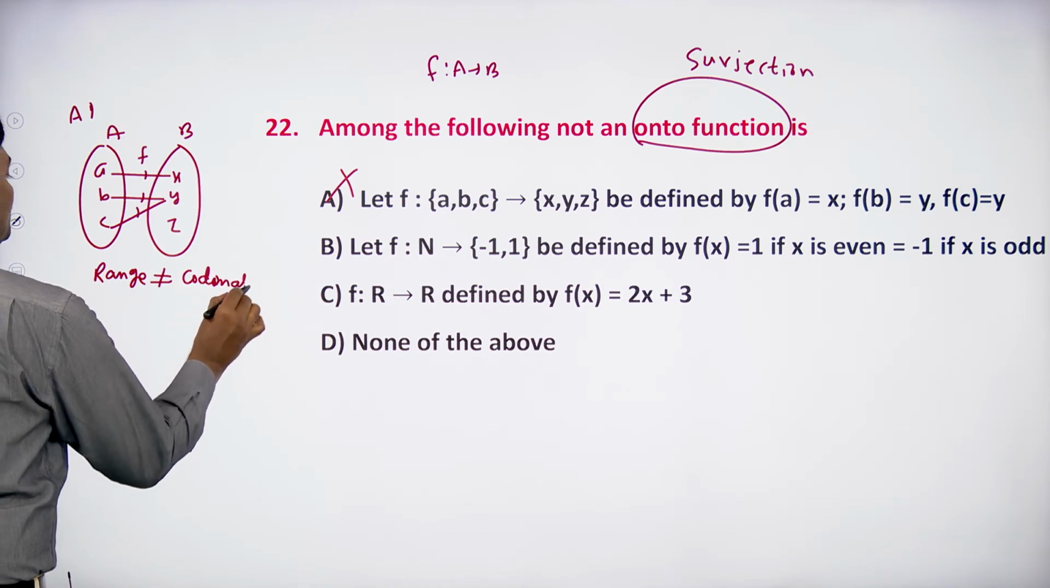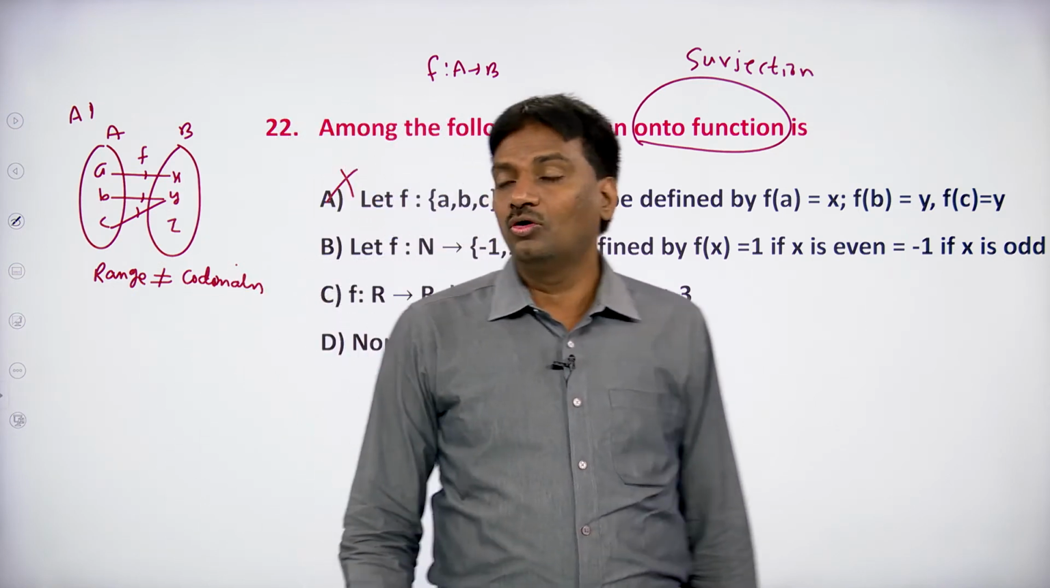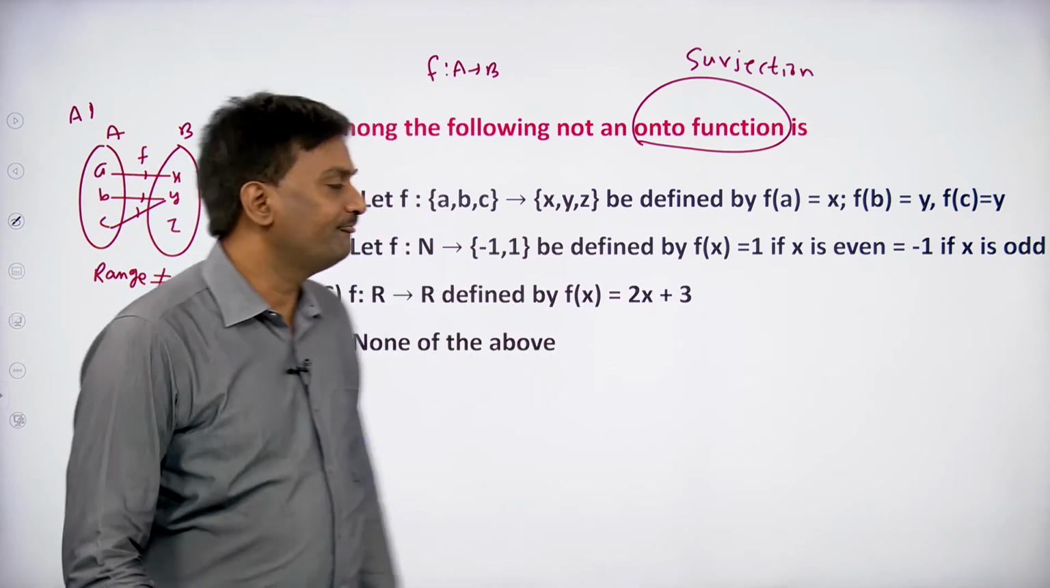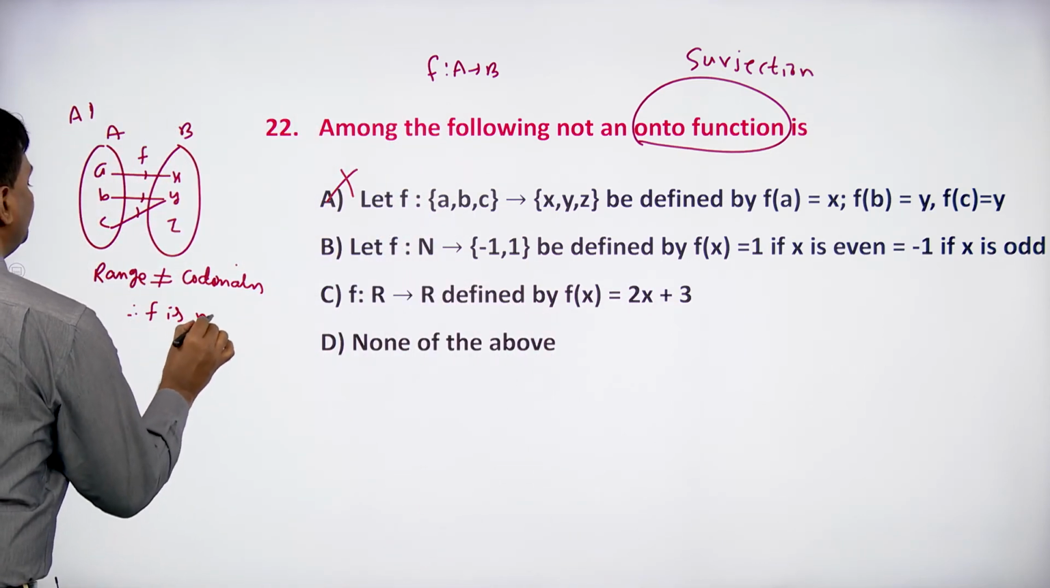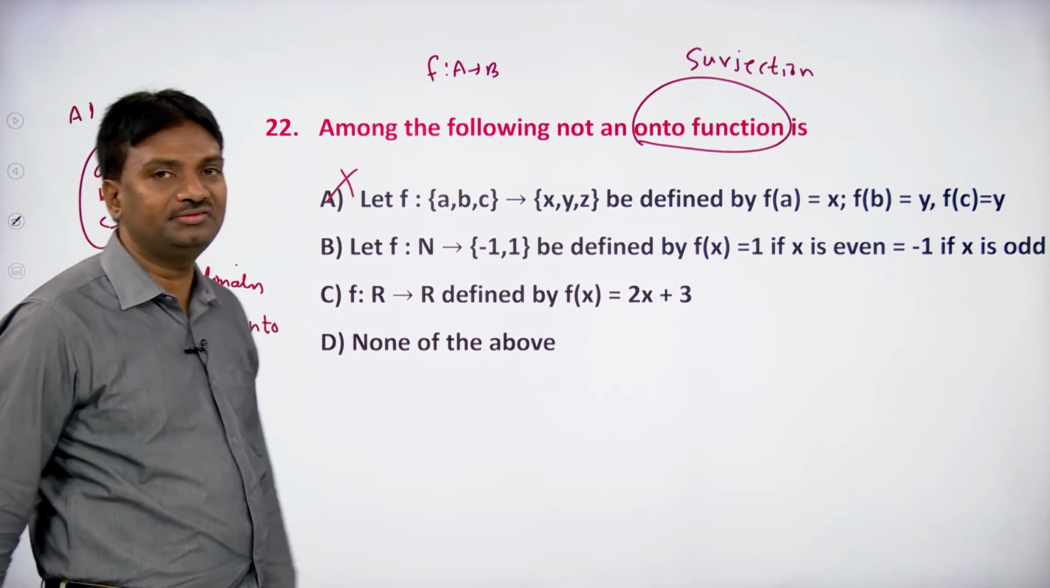Range is not equal to codomain, where range equals {X, Y} and codomain equals {X, Y, Z}. Both are not equal. So therefore F is not onto. F is not onto. So option A is eliminated.